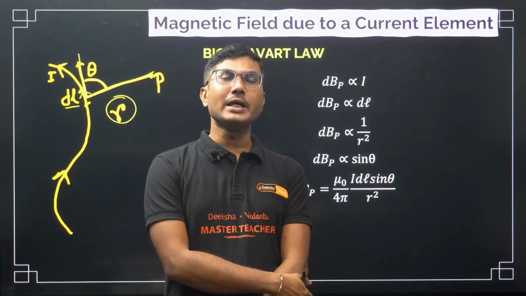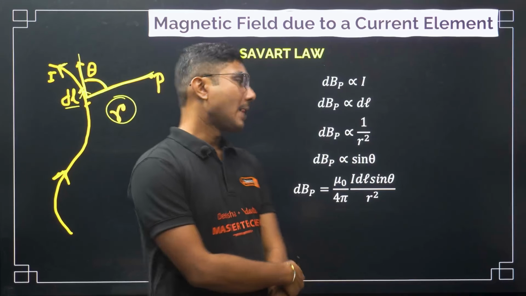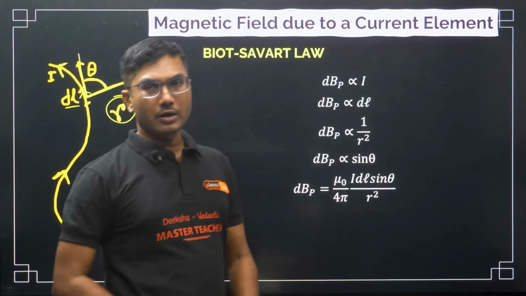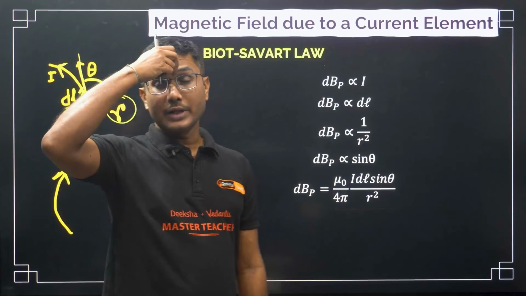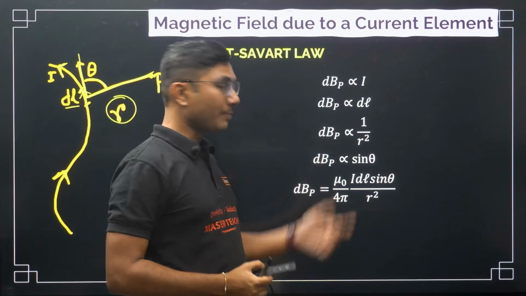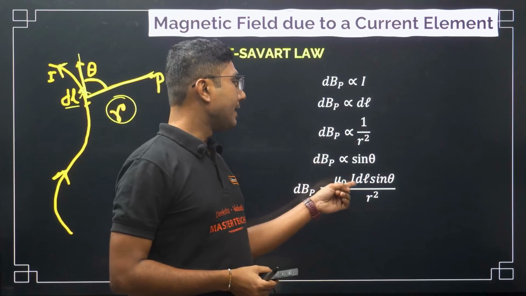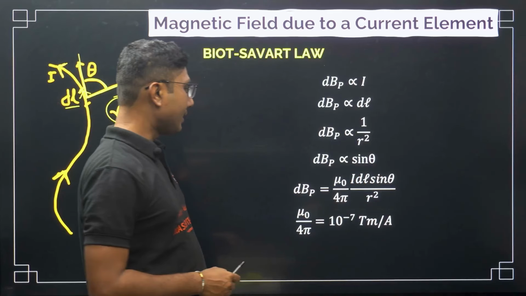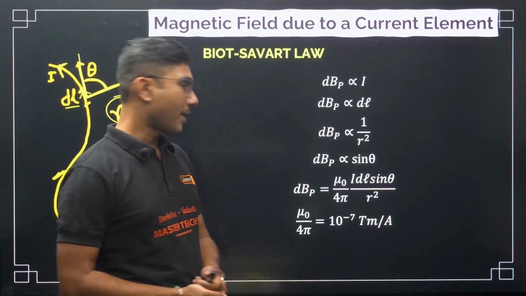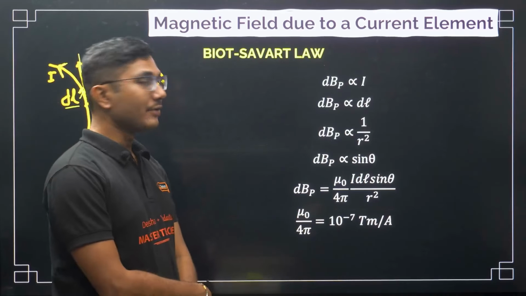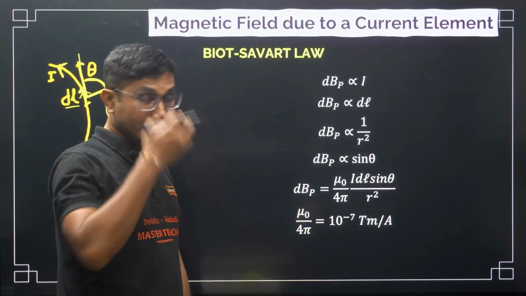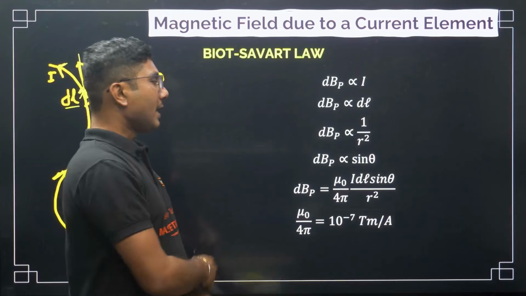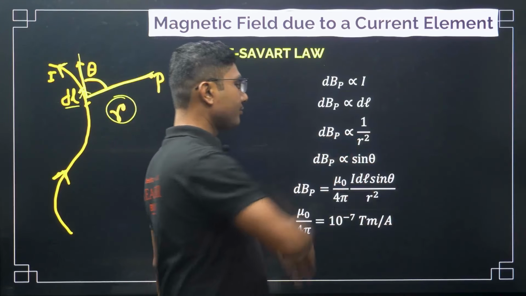The constant was 1 by 4 pi epsilon naught. Here, instead of epsilon naught, there is a mu naught on top. So it is almost similar to Coulomb's law, but for the magnetic field, with I dl sin theta. So here I dl is important, and if you write the value of mu naught by 4 pi, it is 10 to the power of minus 7 Tesla meter per ampere.